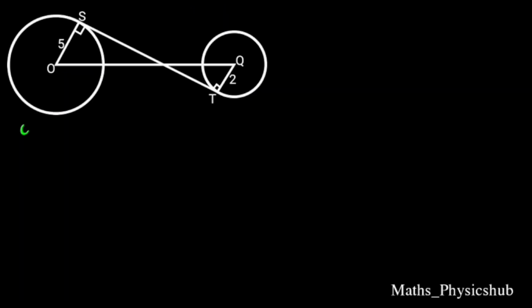From the figure, OS equals 5, QT equals 2, OQ equals 14, and ST is unknown. To find ST, first, let's call the point of intersection of the two lines Z. Next we relabel. Since OQ is 14, let QZ be x, so that OZ will be 14 minus x.